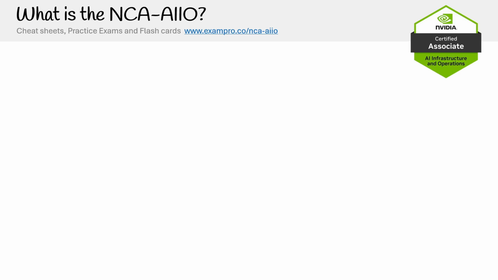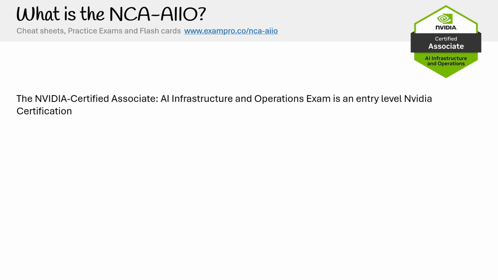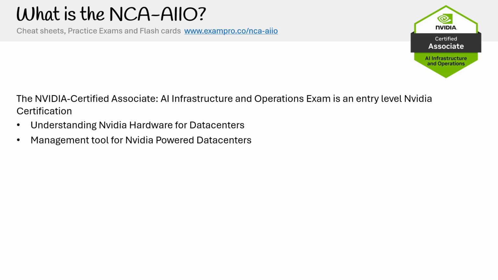Hey folks, we are at the start of our journey asking the most important question first, which is what is the NCA AIIO? So that stands for the NVIDIA Certified Associate AI Infrastructure and Operations exam, and it's an entry-level certification that helps you understand the NVIDIA hardware for data centers, the management tools to manage said data centers, and specifically the DGX ecosystem. That is the product that you're putting in your data centers to get that AI capabilities. The course code here is NCA AIIO.